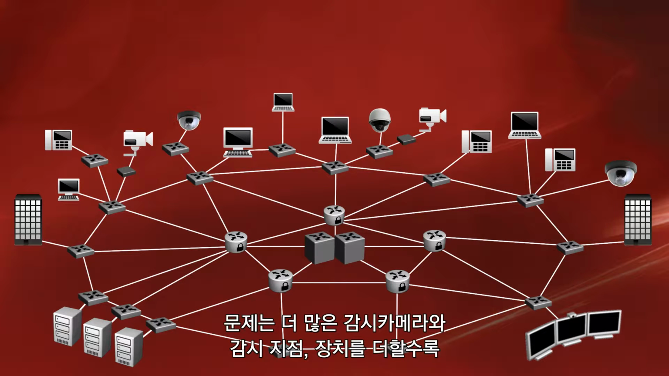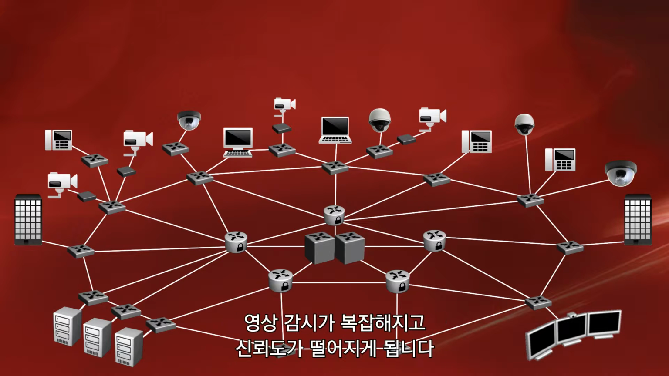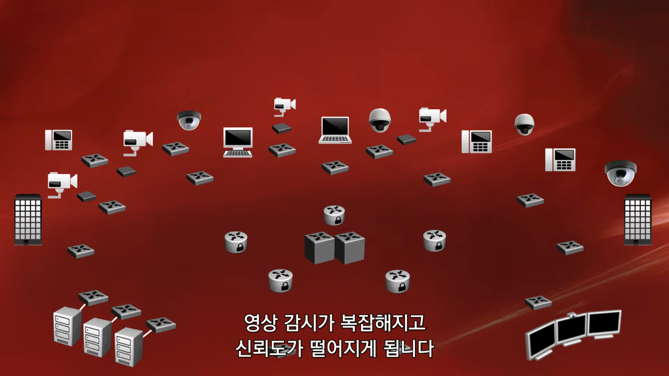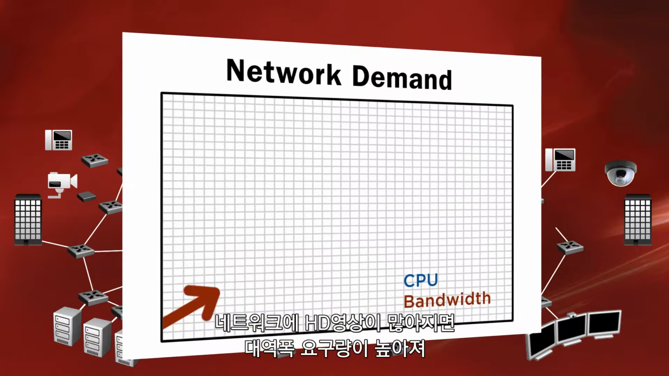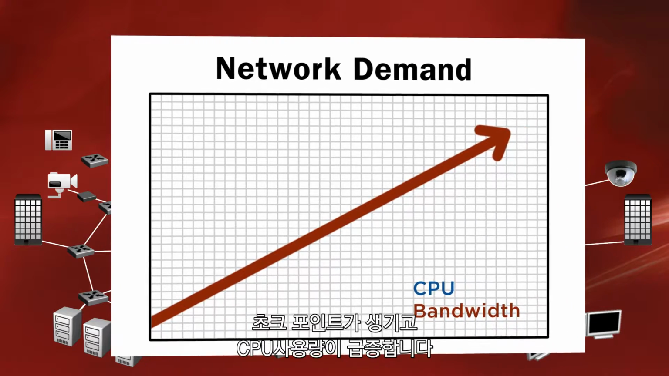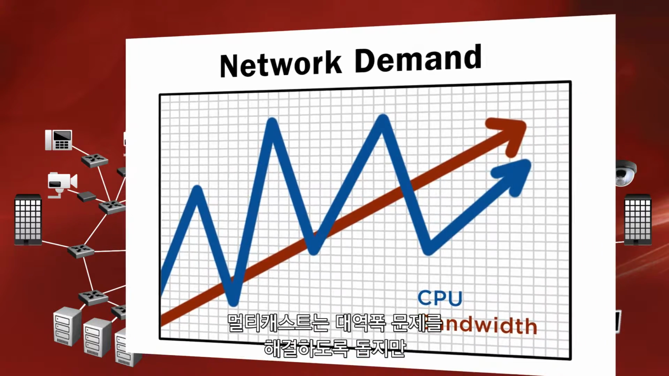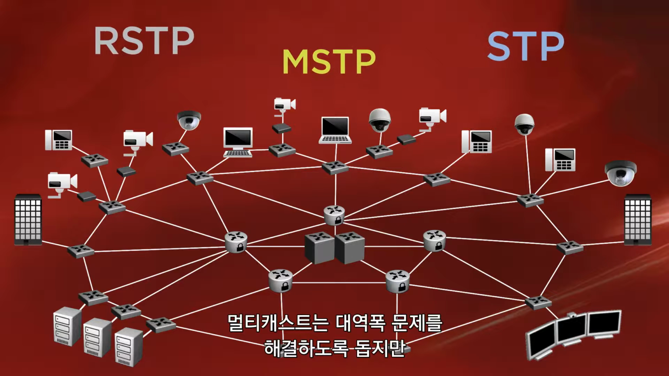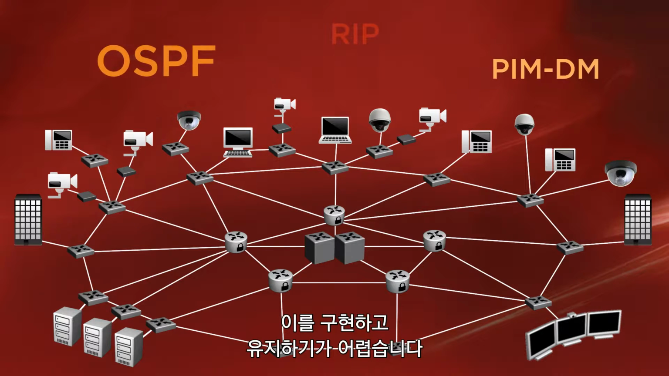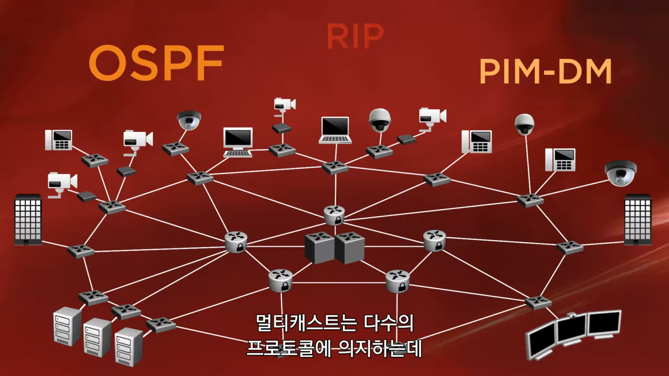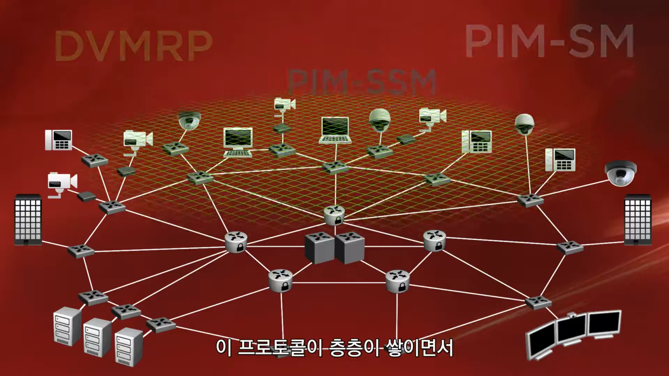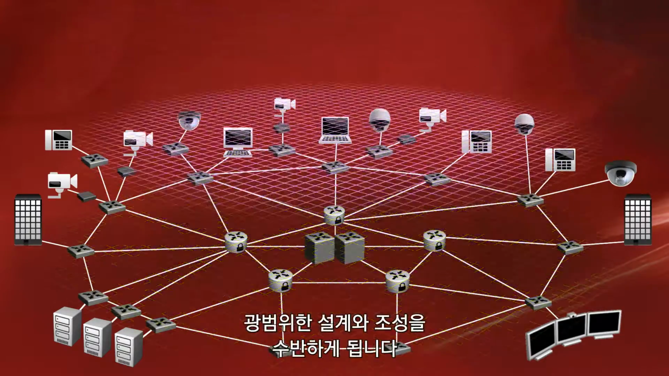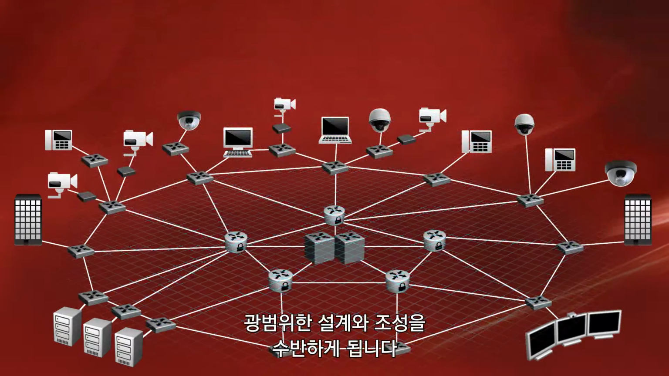The problem, though, is that as you add more cameras, monitoring points, storage, and other devices, things become increasingly complex and less reliable. With so much HD video on your network, bandwidth demands escalate, causing choke points and CPU spikes. Multicast helps alleviate the bandwidth problem, but it's a challenge to implement and maintain because it depends on numerous protocols, each of which requires additional routing protocols.